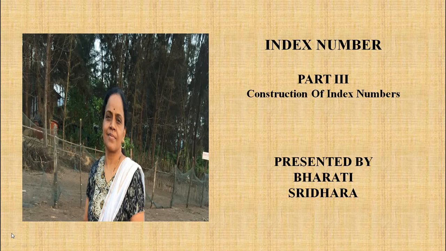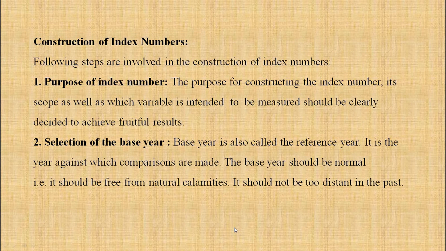Next point, construction of index number. The following steps are involved in the construction of index number. Number 1, purpose of index number. The purpose for constructing the index number, its scope, as well as which variable is intended to be measured should be clearly decided to achieve fruitful results. That is the first step. The purpose for constructing the index number should be very much clear.